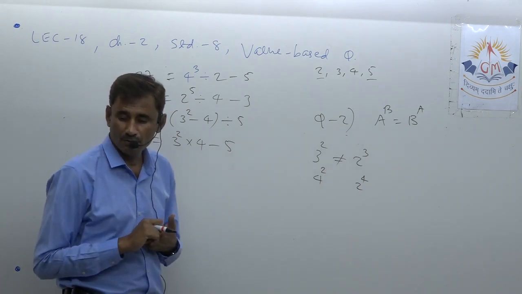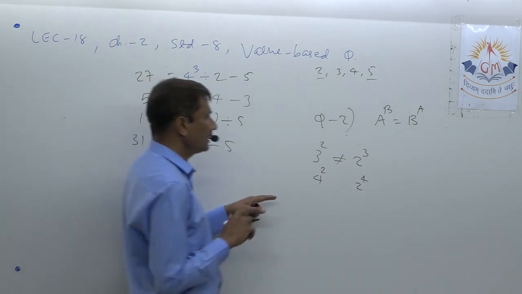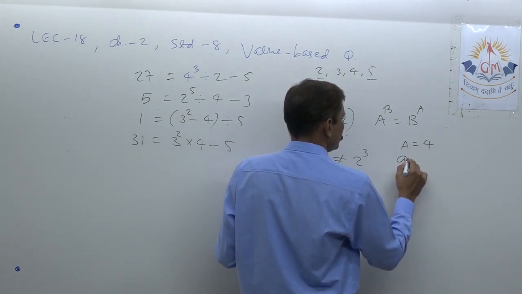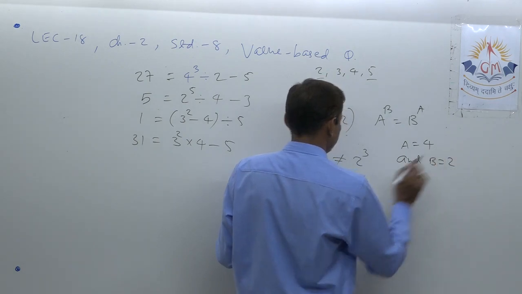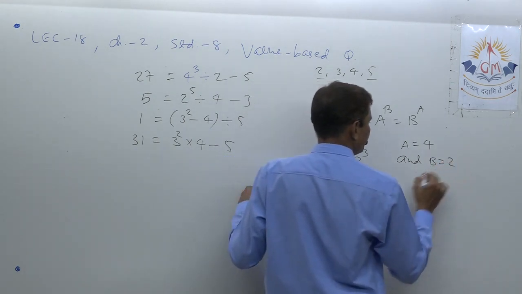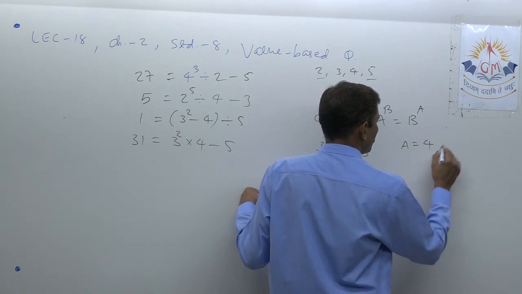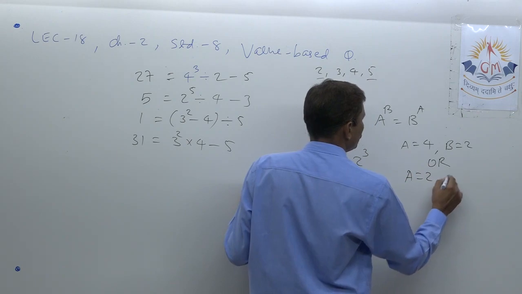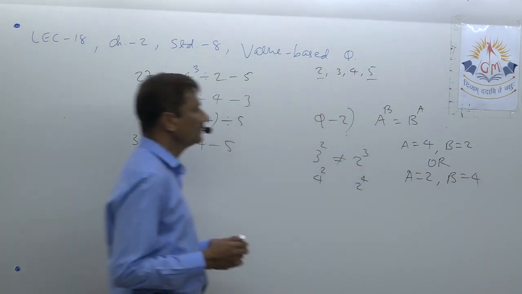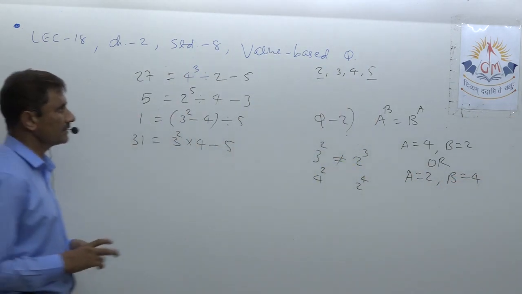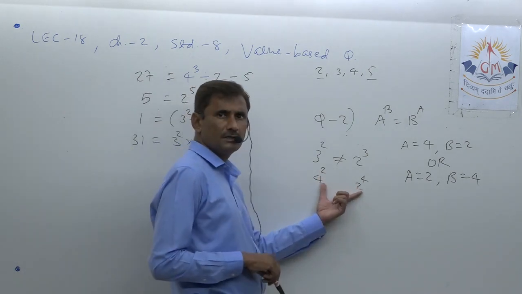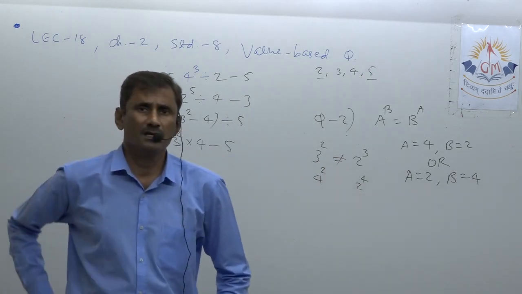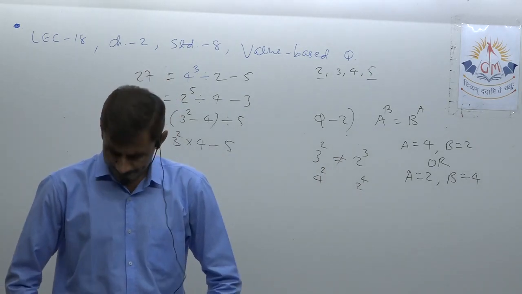So you can say A equal to 4 and B equal to 2. Otherwise you can say the reverse also: A is 4, B is 2, or A is 2, B is 4. Both are the same only. So two sets of answers you can give here, because that is equal. Otherwise, any two numbers you suppose for A and B will not be equal.